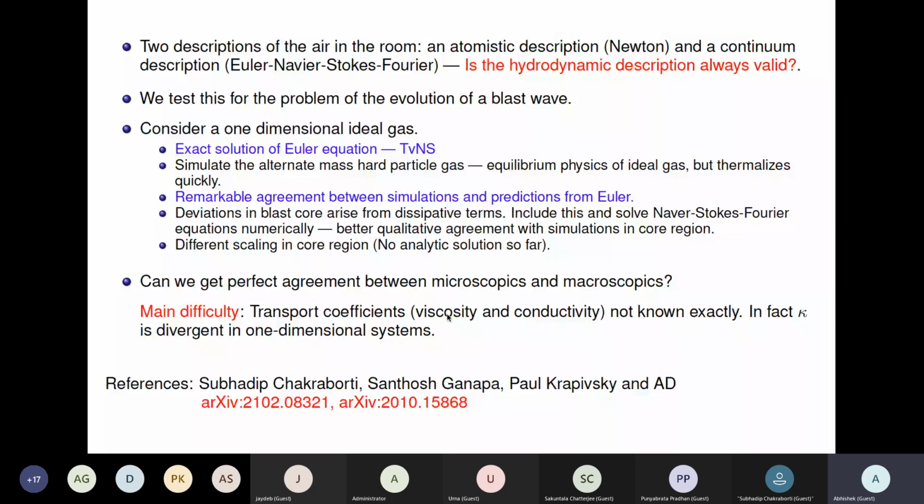And in fact, as Purnobroto said in the beginning, one of the problems in one dimension is that the thermal conductivity is supposed to diverge in one-dimensional systems. So in some systems, writing these hydrodynamic equations itself is a bit tricky, and it's quite amazing that in spite of that, this description works so well in capturing what we see in microscopic models. There are two papers that we have that are on the archive right now. Thanks.